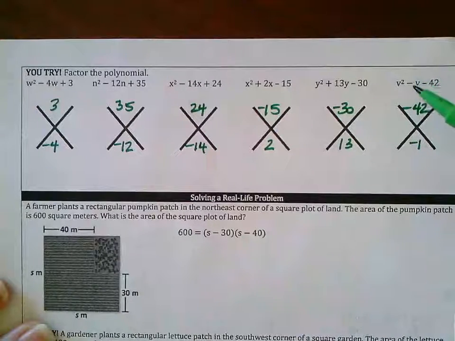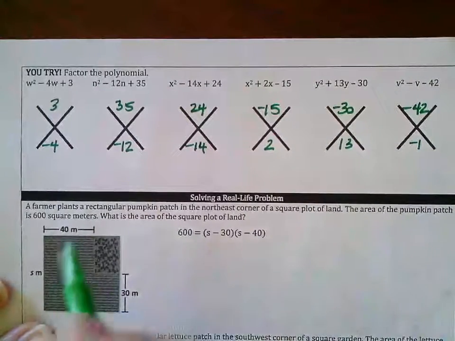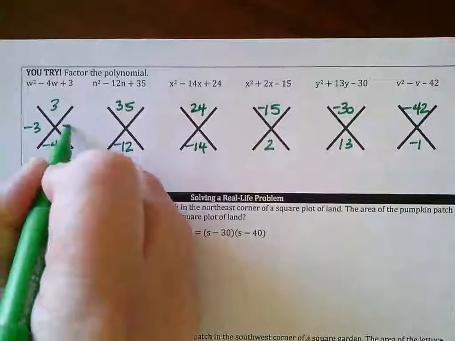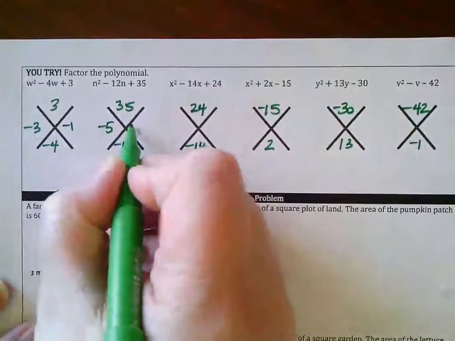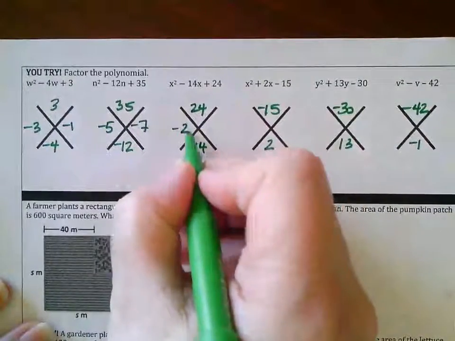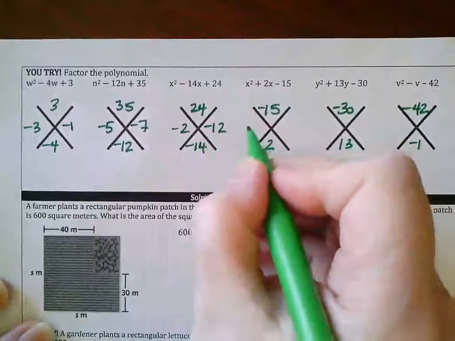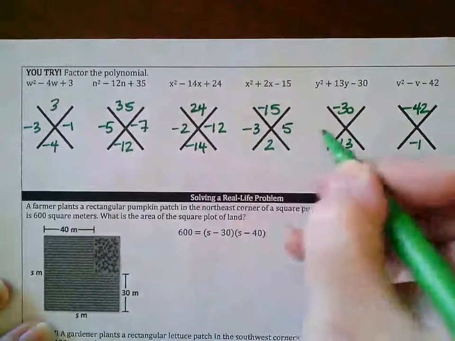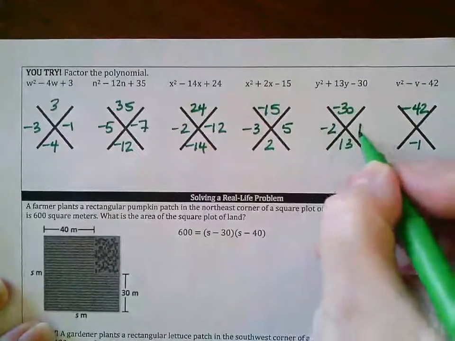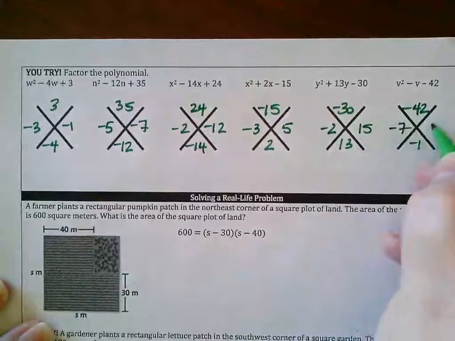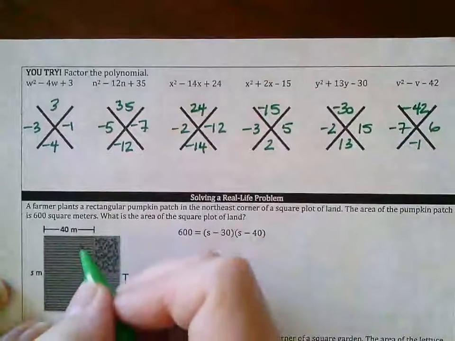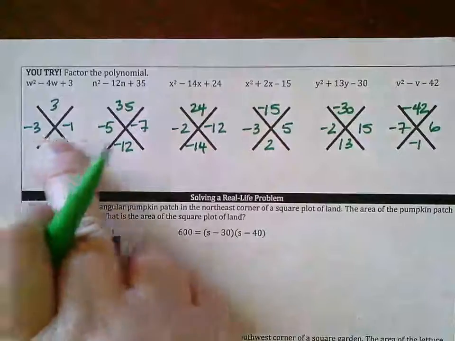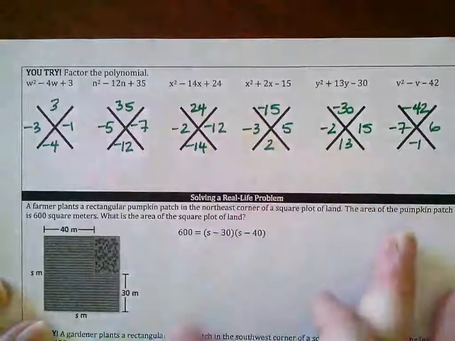Remember there's an invisible 1 in front of it. So it's actually negative 1. So numbers that multiply, here you would get negative 3, negative 1, negative 5, negative 7, negative 2, negative 12, negative 3, 5, negative 2, 15, and negative 7, 6. So check that. You should be checking this right here, basically that row.